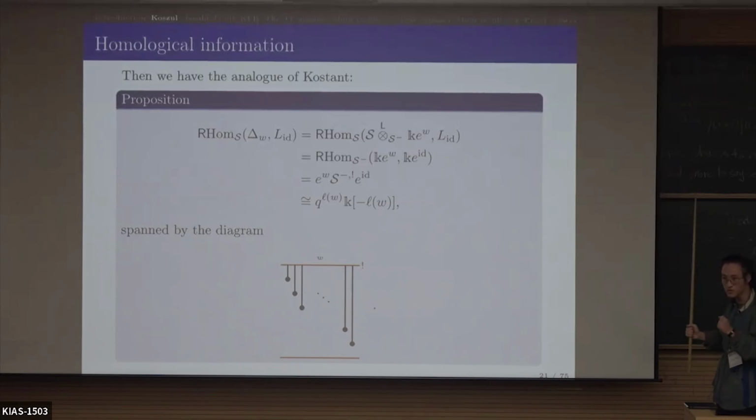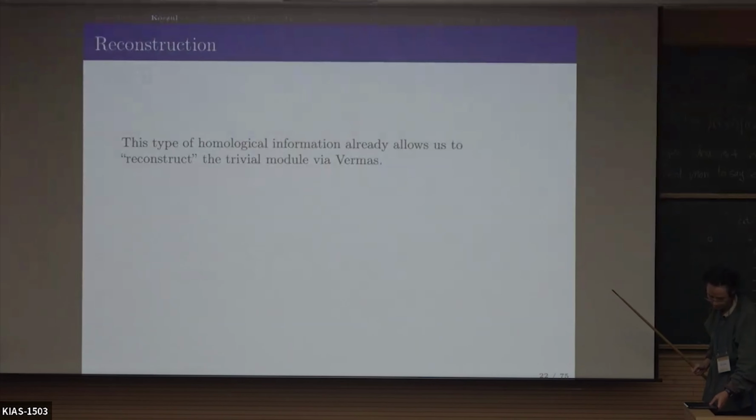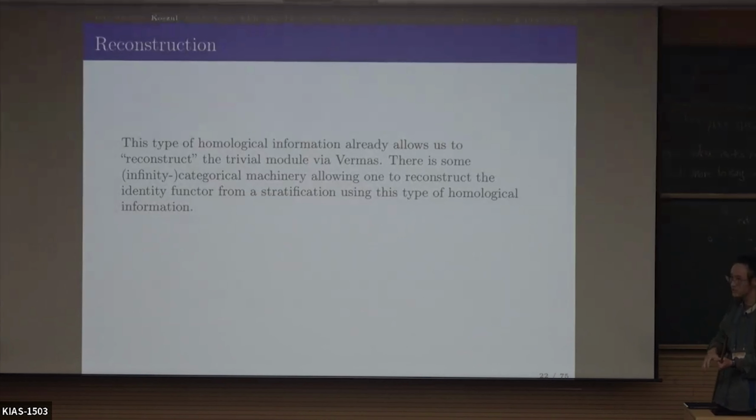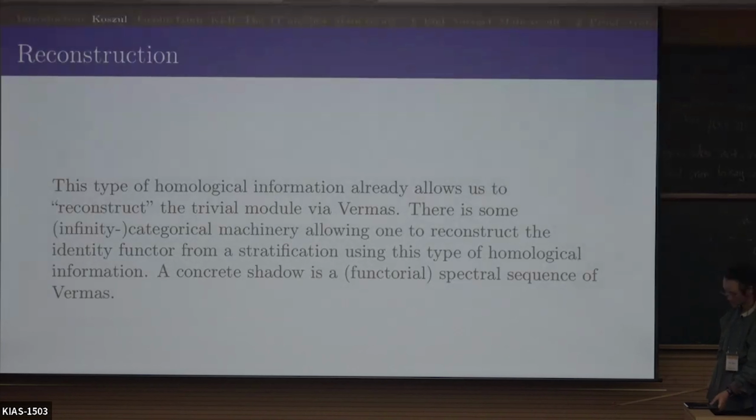Some type of a strong result on the Ext groups from a Verma to a simple, to the trivial in particular. So this type of homological information, these Ext groups, will already allow us to reconstruct the trivial module via Vermas. So this is some sort of a categorical machinery where you can reconstruct the identity functor from a stratification by using some Ext groups. I'm not going to talk about this too much here today, even though this is a very powerful technique.